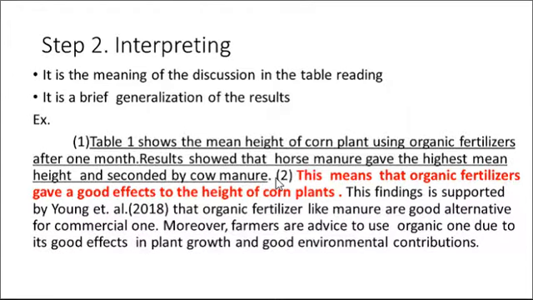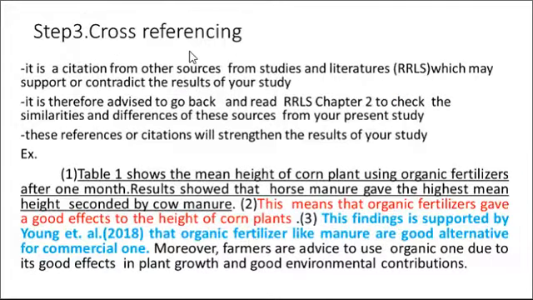So in this example, the meaning of this table reading is, this means that organic fertilizers gave a good effect to the height of corn plant. Okay, so yan ang interpretation or interpreting. The third step is cross-referencing. So in cross-referencing, it is citation from other sources, from studies and literature.